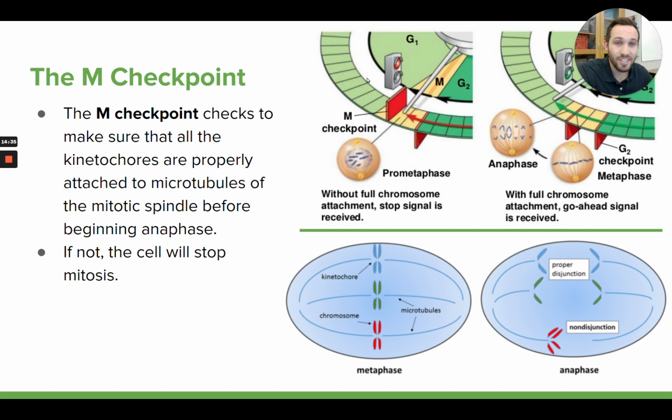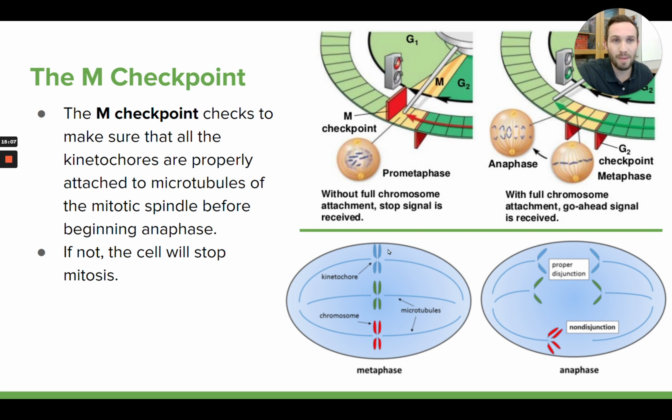This last checkpoint takes place during metaphase, right before anaphase. There's one really important thing that the cell needs to check before moving on to anaphase, to make sure that all of this wasn't a waste and we're not going to mess up here at the end, because we're really close now to finishing mitosis and producing 2 daughter cells.